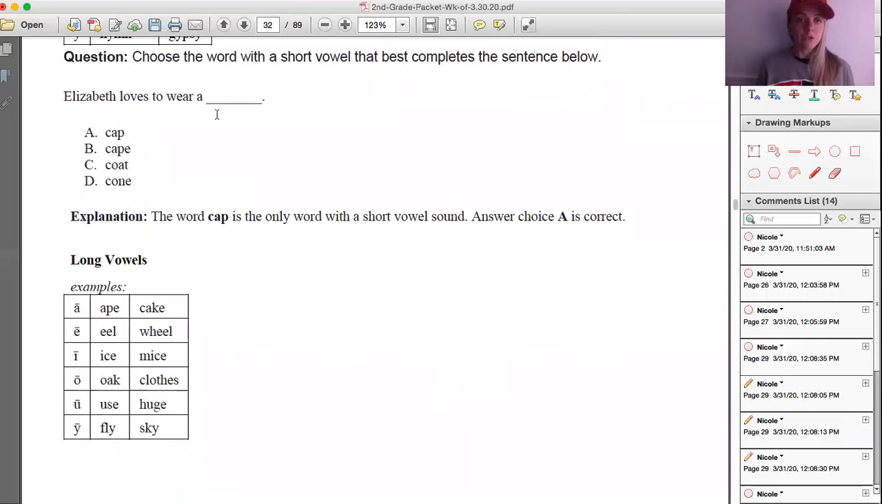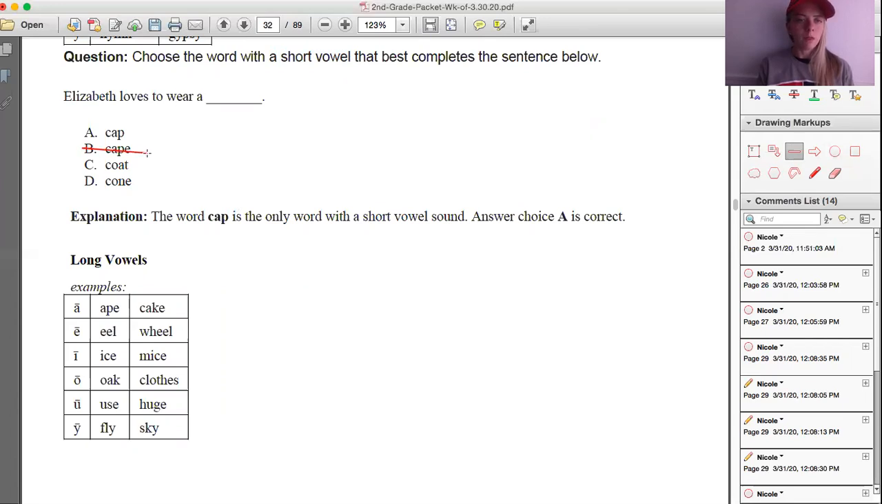So choose the word with the short vowel sound that best completes the sentence below. Elizabeth loves to wear a blank. And remember, short vowel sound. So, does she like to wear a cap, a cape, a coat, or a cone?